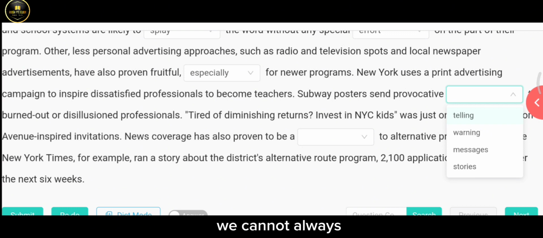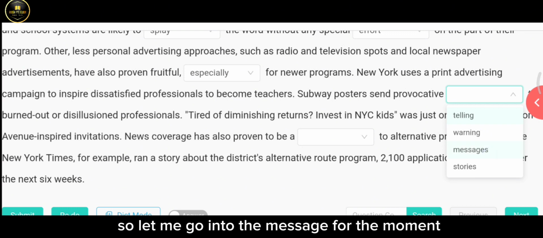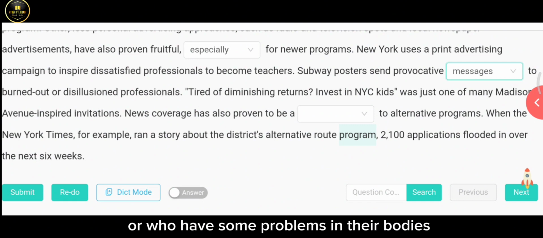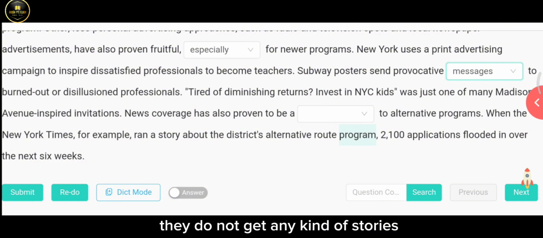We cannot always tell a story. So let me go on to the message for the moment, because they are saying they send the provocative messages to burned out or disillusioned professionals. So those professionals that are, you can say, not with their proper body structures, or who have some problems in their bodies, so those professionals also get some kind of messages. They do not get any kind of stories.